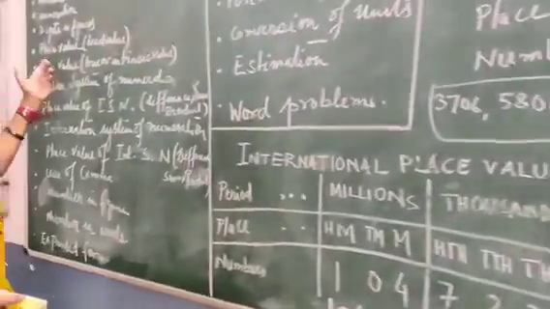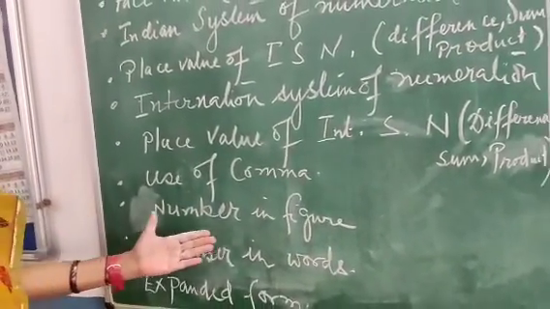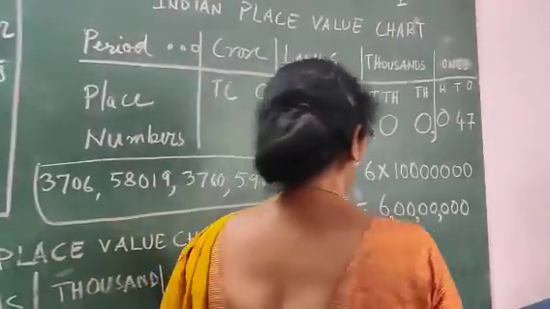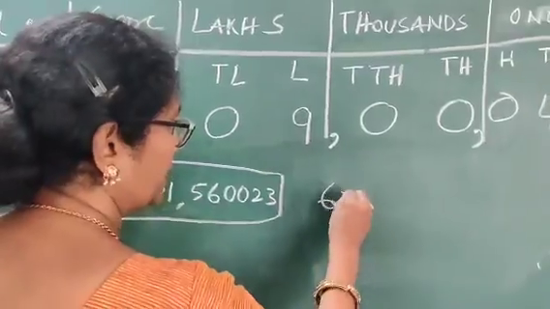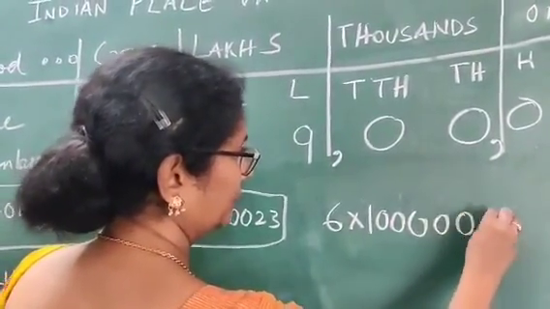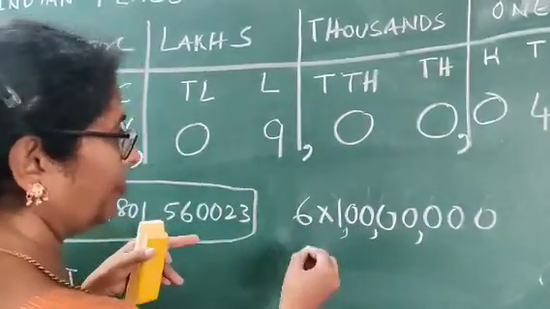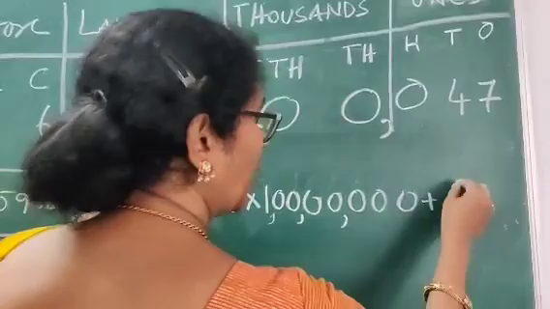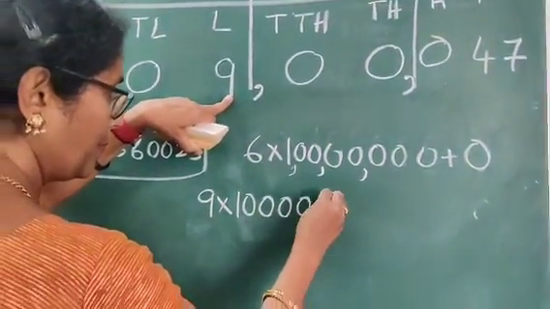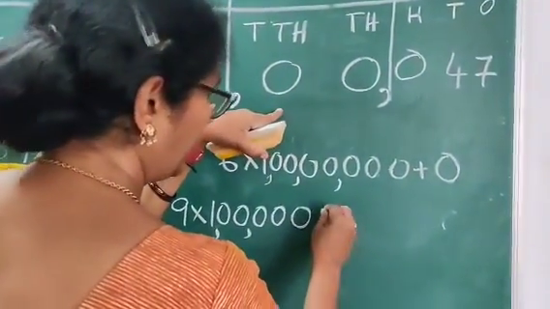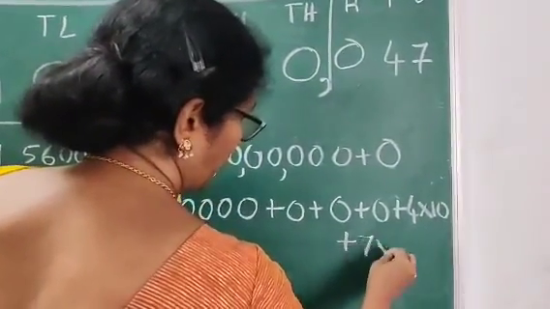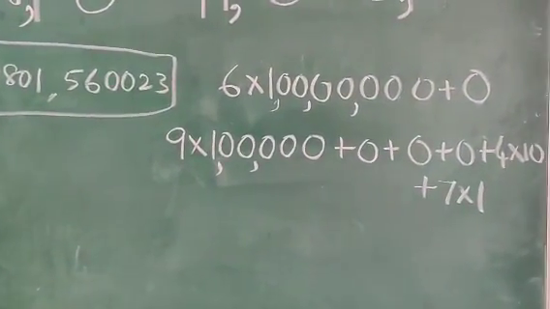Next point: the use of commas I have explained already, now the number in expanded form. How to write the given number in expanded form? Let us see. You have written in the crore place, so 6 into 1 crore. Then 0 plus 0, I should write only 0, no need to multiply. Now 9 into 1 lakh again. Zero also. Then 4 into 10 plus 7 into 1. So in this way you can write in expanded form.